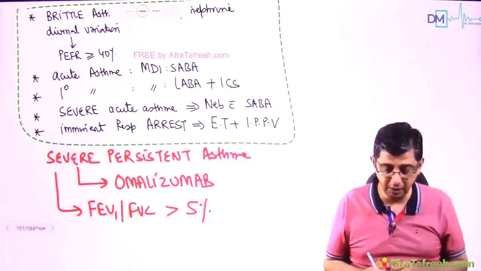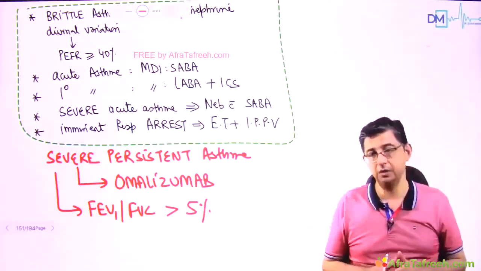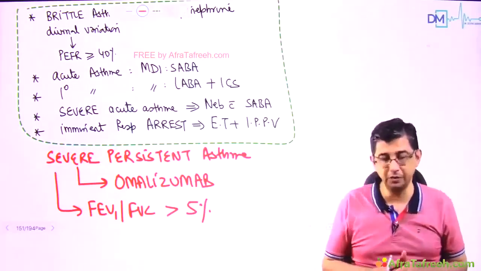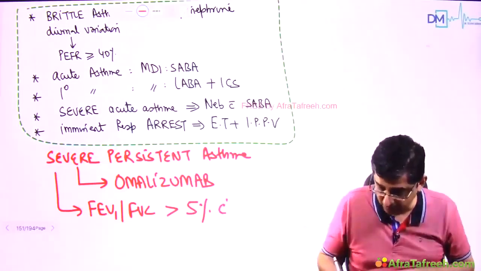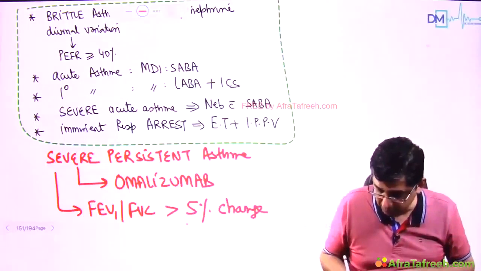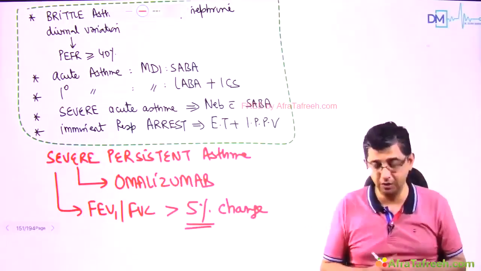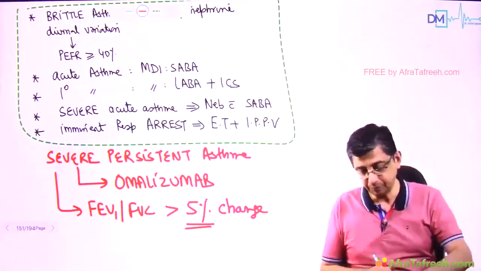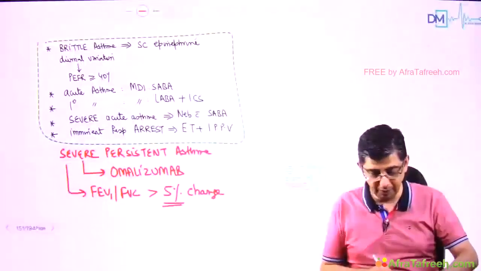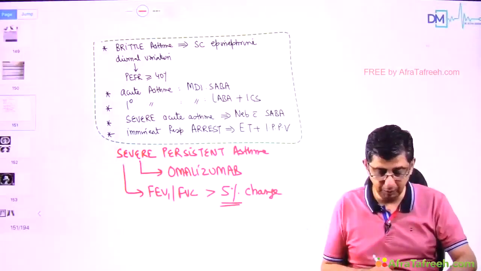Whereas when I say only persistent asthma, then FEV1 FVC ratio would be less than 5%. This is not a 5% value. This is a 5% change with and without medication in a patient. So before medication, after medication change, that we are talking about. These are a couple of aspects for asthma that I basically want you to remember.